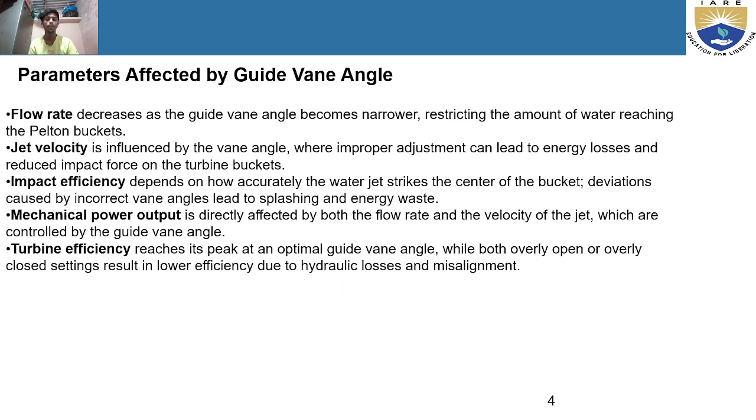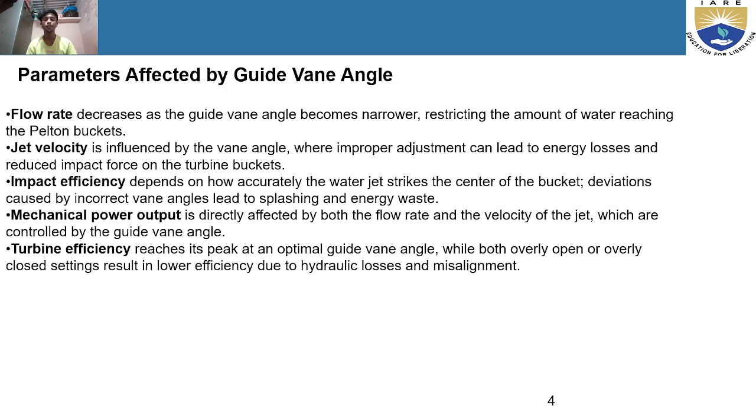Parameters affected by the guide vane angle. First is flow rate, jet velocity, impact efficiency, mechanical power output, turbine efficiency. Flow rate decreases as the vane angle becomes narrower. When the guideway angle becomes narrower, flow rate also decreases, restricting the amount of water reaching the Pelton turbine. So less water is reaching the Pelton bucket.